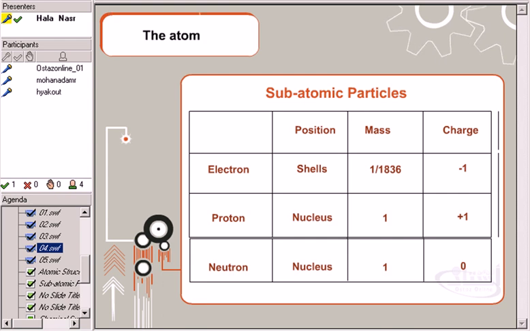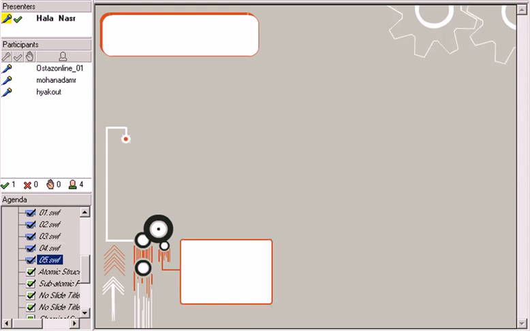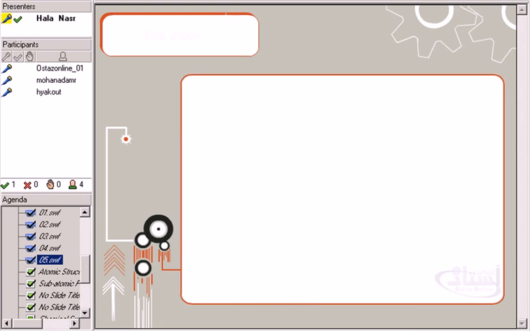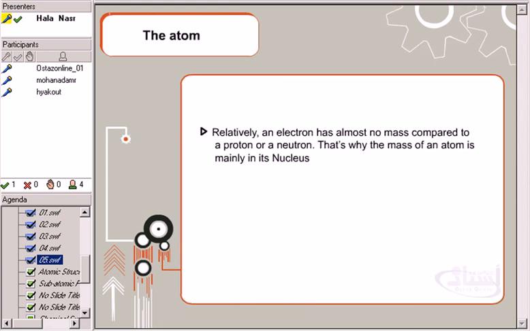However, I need you to have a look at the charge. The charge of an electron is negative. The proton is positive, and the neutron, we say it has 0 charge, meaning it has no charge. So, to understand more, let's move to the next slide. Here, relatively, an electron has almost no mass compared to a proton and a neutron. And again, that's why the mass of an atom is mainly in its nucleus.